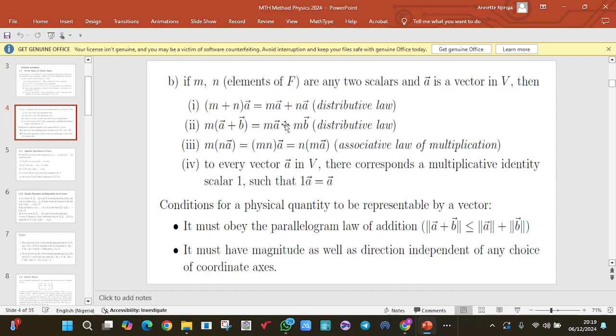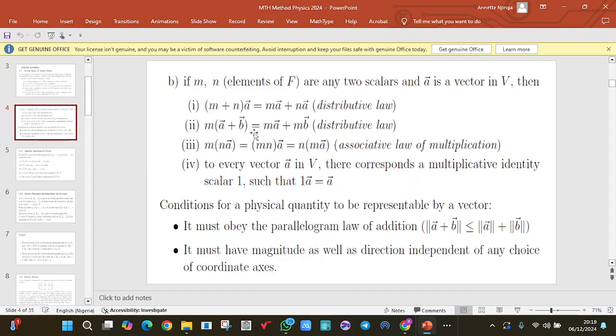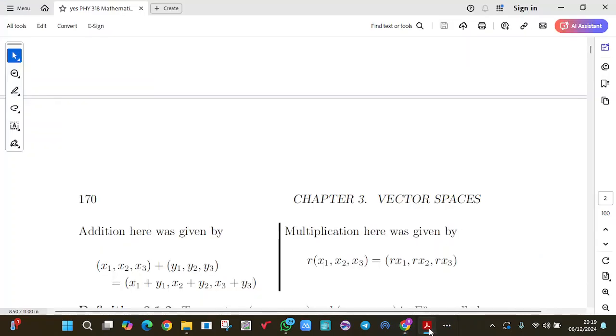Since 1 and 2 obey, and then you come here, 1 and 2 again, 2 and 3 here obey, then it forms a vector space. There's no way they will not form a vector space. Is that clear? If you test these laws, it must form.